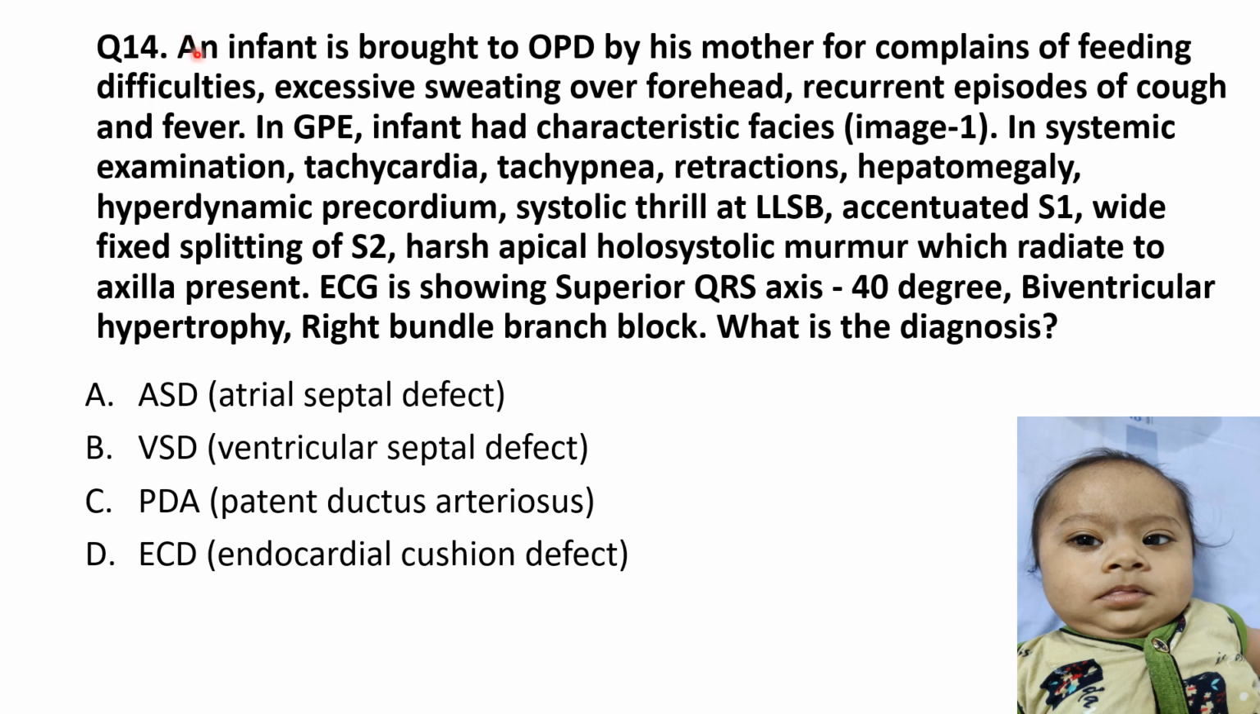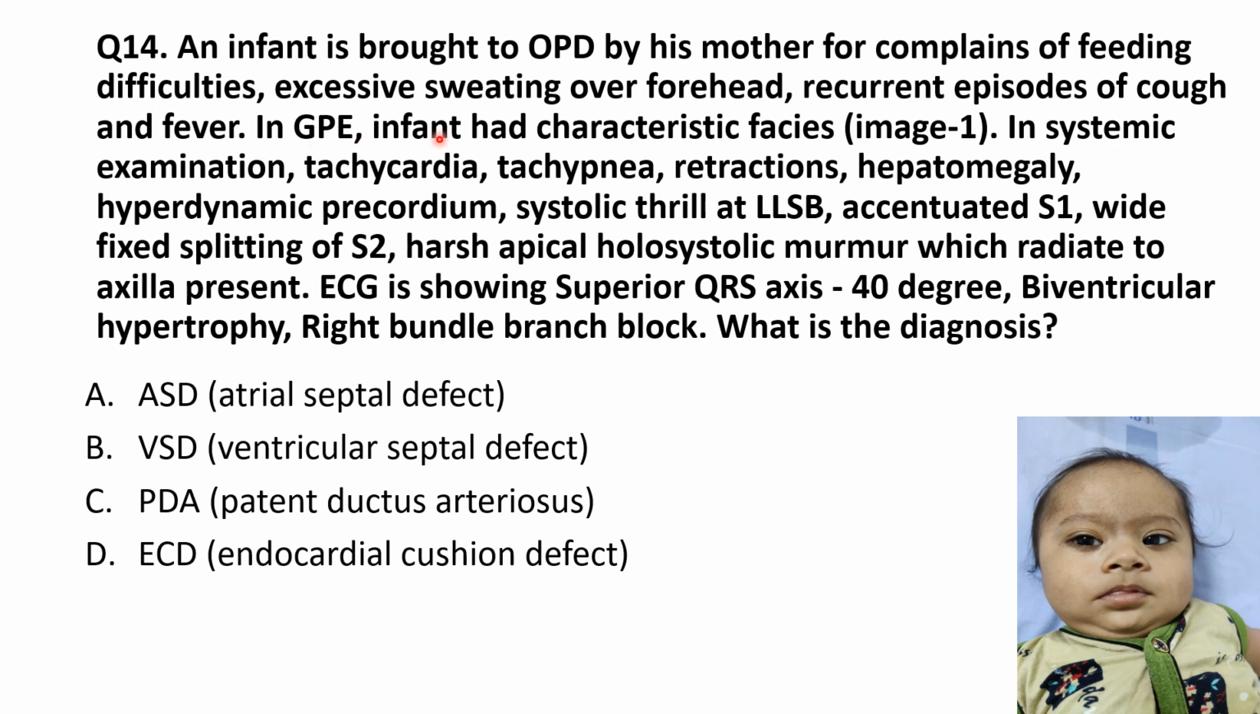Now in the stem of the MCQ, an infant is brought to the OPD by his mother for the complaints of feeding difficulties, excessive sweating over the forehead and recurrent episodes of cough and fever. So this history suggests that the patient has acyanotic congenital heart disease, in which the patient generally has difficulty in feeding. Excessive sweating over the forehead, especially during feeding time, is characteristic of congenital heart disease, and recurrent episodes of cough and fever suggest recurrent respiratory infection. Again, it suggests the patient has acyanotic heart disease.